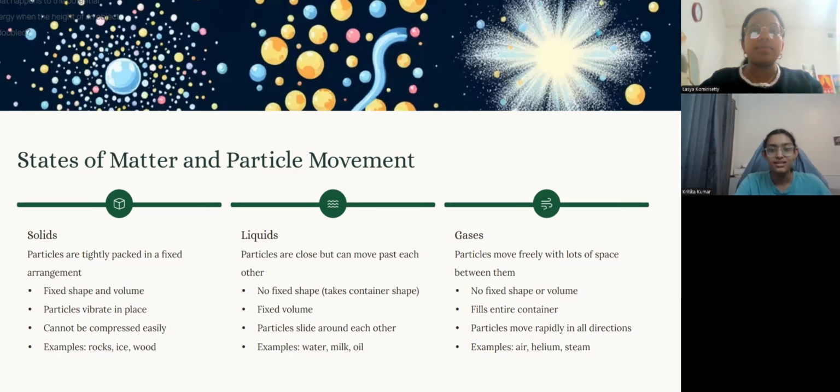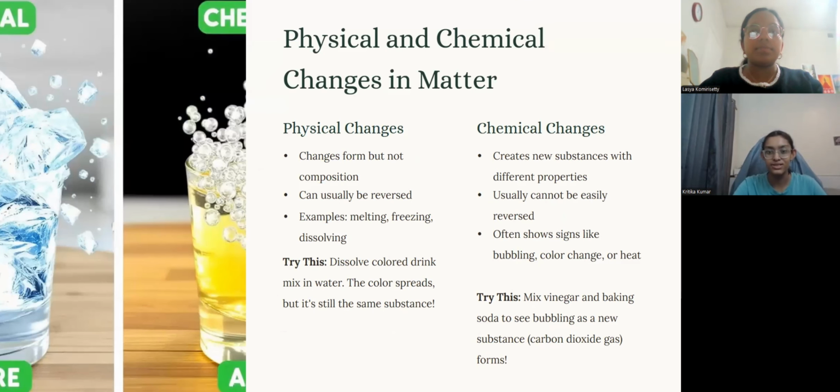Okay, now let's talk about physical and chemical changes in matter. So, physical changes would be if it changes form but not composition. For example, when you pour water from a water bottle into a glass, it changes form, as in, not just pouring it from one container to another, but like if I put water into a pan and then heat it up, it's going to start evaporating. So it's changing its form from a liquid to a gas.